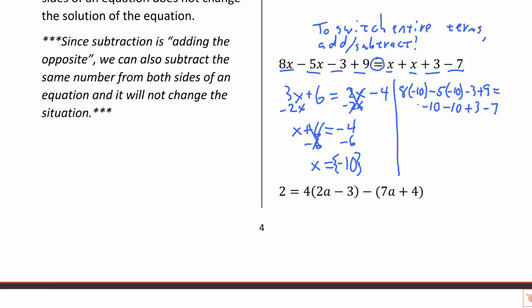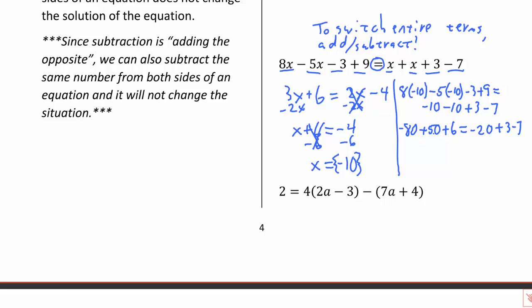So that gives me 8 times negative 10 is negative 80. Negative 5 times negative 10 is positive 50. Negative 3 plus 9 is 6, is equal to negative 10 minus 10 is negative 20, and then plus 3 minus 7. Sorry, I kind of went ahead and did some addition and subtraction here. I was really wanting to just do multiplication, but that's fine.